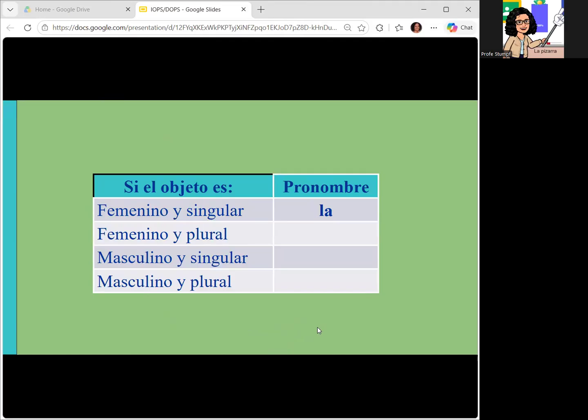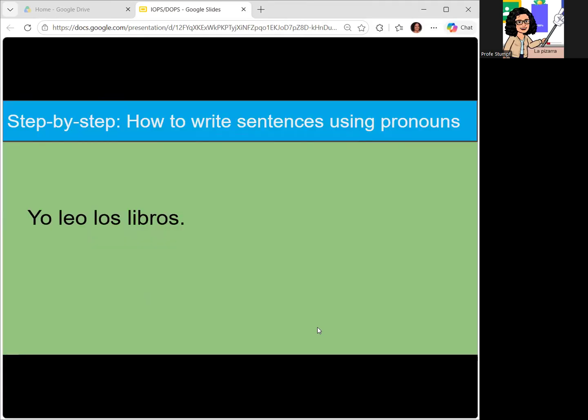Here is a little bit more information about the number and gender. So feminine and singular is going to be la, feminine and plural is going to be las. Masculine and singular is going to be lo, and then masculine and plural is going to be los. So here is a step-by-step guide on how to replace them. Let's take a look at the sentence.